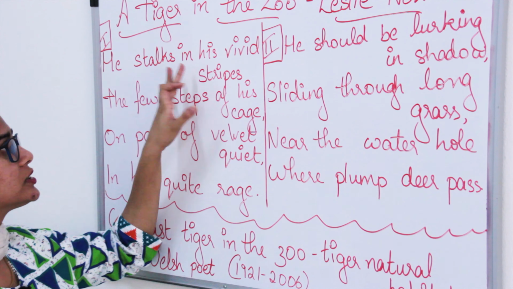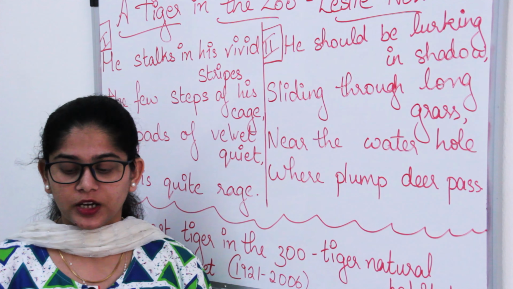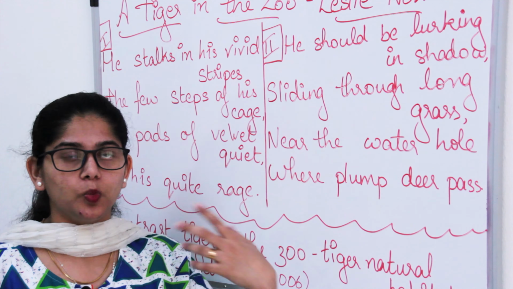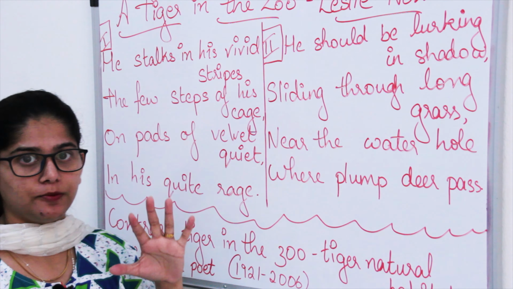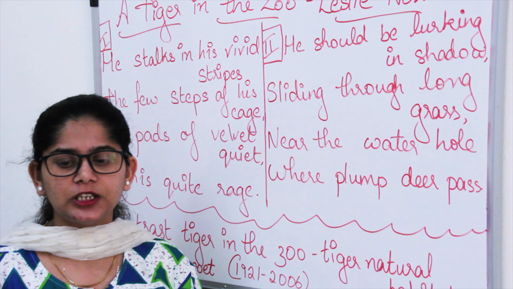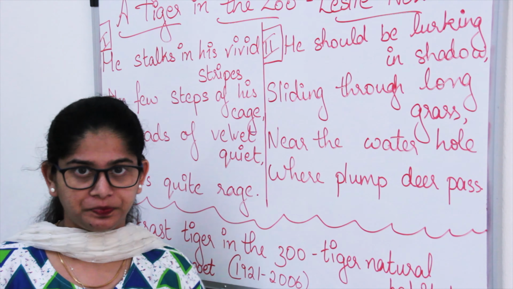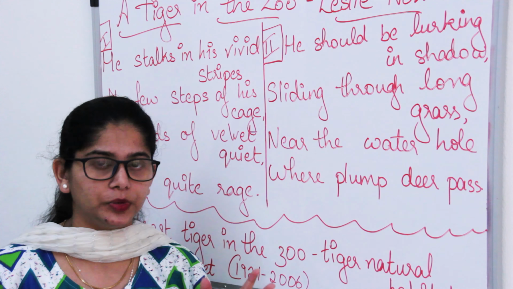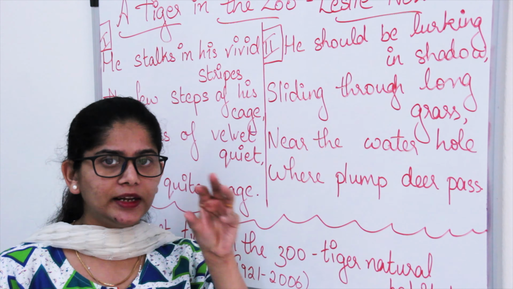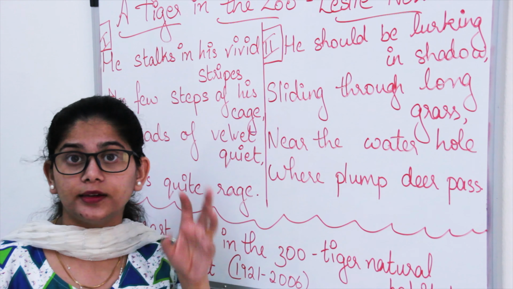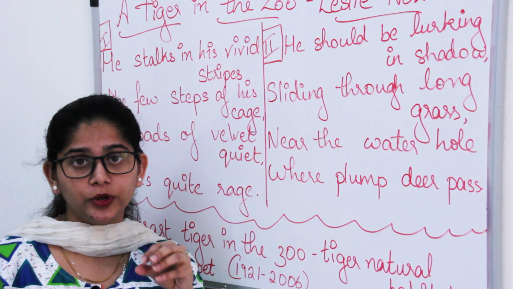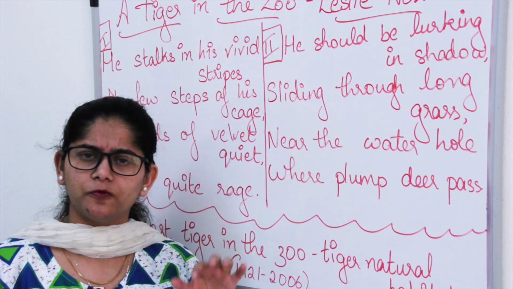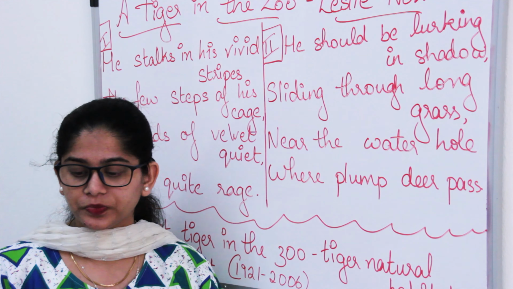He stalks in his vivid stripes. He stalks means basically he is walking, he is moving in his vivid stripes. You've seen a tiger. The first thing we notice is the stripes on the body. So he is walking and those stripes are noticeable. He is walking in the limited space, in the zoo, inside the cage. We know how it would be, in that small area he's just walking, very slowly.